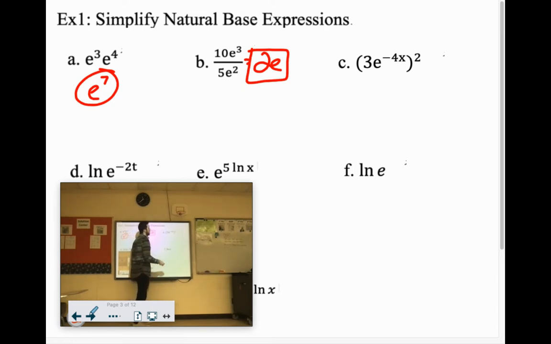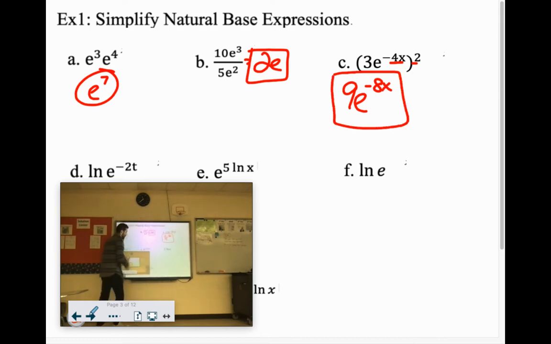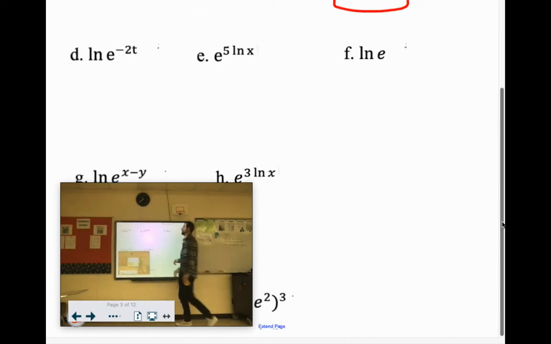Here we have to square everything. So 3 to the second power is 9, and when you go power to a power, remember you're multiplying them, so it would be e to the negative 8x. So 9e to the negative 8x. We're just bringing in all these old properties. We're mixing them in.